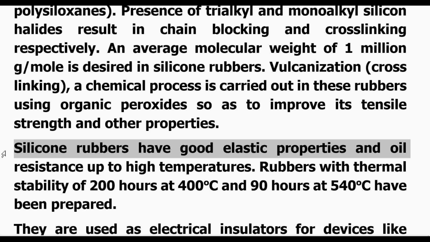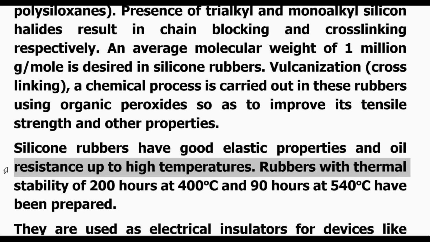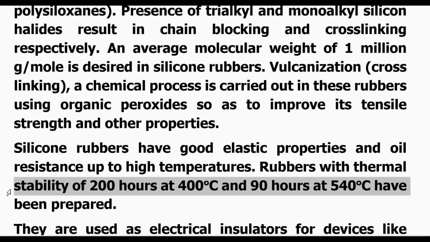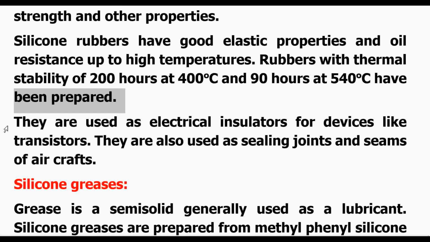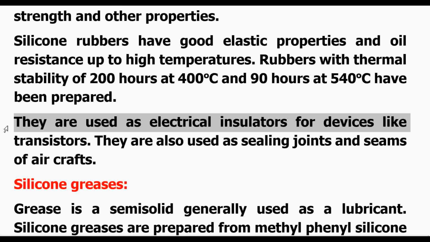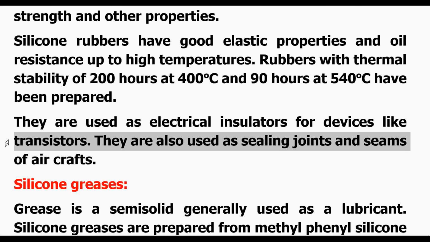Silicone rubbers have good elastic properties and they are oil resistant even at high temperature. Rubbers with thermal stability of about 200 hours at 400 degrees Celsius and 90 hours at 540 degrees Celsius have been prepared. These rubbers are used as electrical insulators for devices like transistors. They are also used for sealing the joints and seams of aircraft.